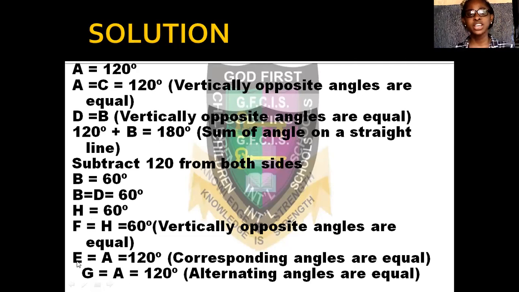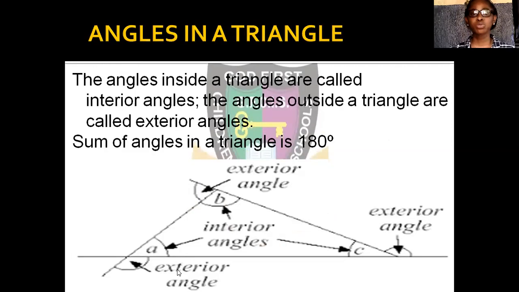So we also have E equals A. A is equal to 120 degrees. Why? Corresponding angles are equal. We also have G equals A, and A is equal to 120. Why? Alternating angles are equal. I've explained that.